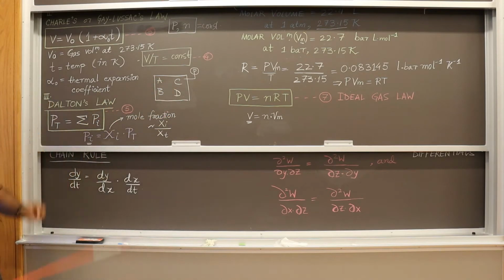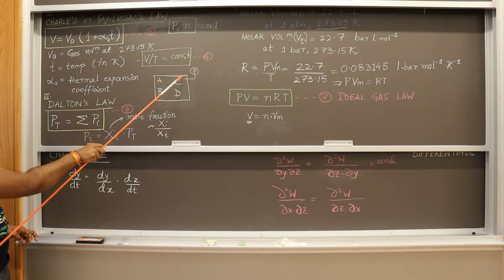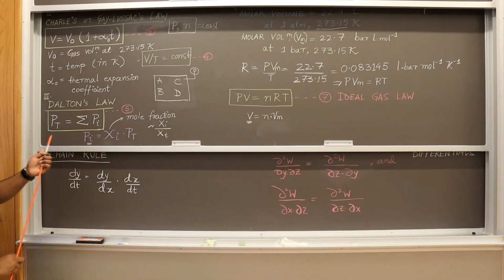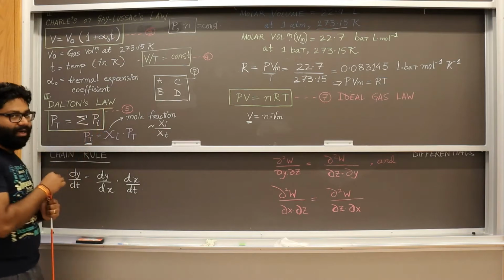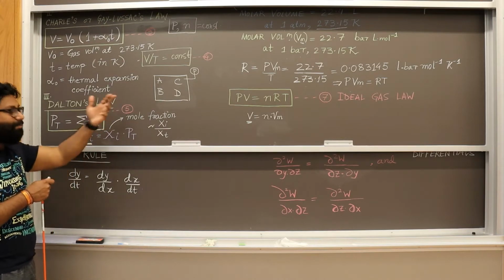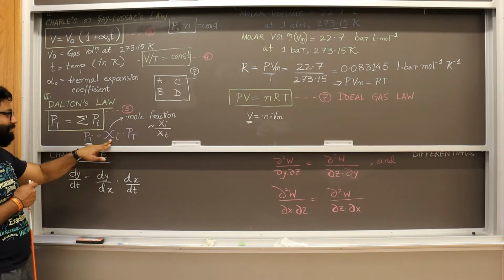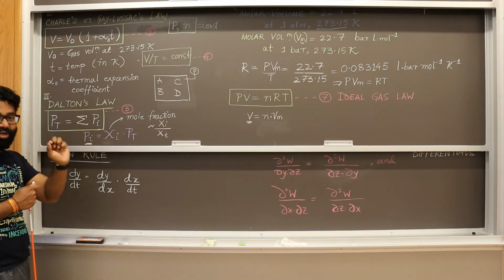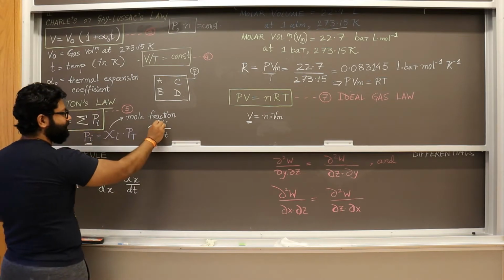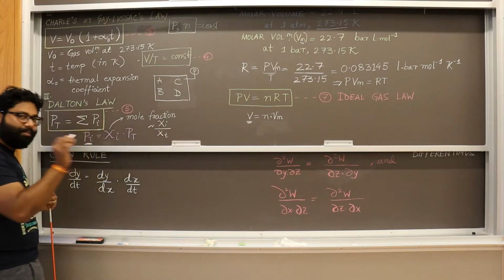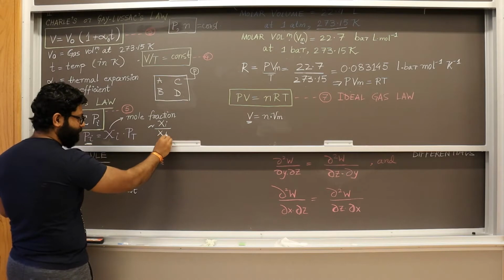Now, the reverse way: if you know the total pressure, which is easy to calculate in here, since a pressure gauge will give you the total pressure, how do you know the pressure contributions from the individual types of gas molecules? That will just be the total pressure multiplied by the mole fraction of that particular type of gas. Now, what's the mole fraction? Mole fraction is just the number of moles of that particular gas divided by the total number of moles, right?